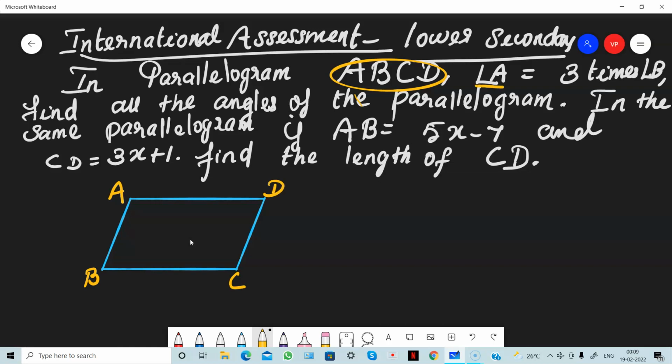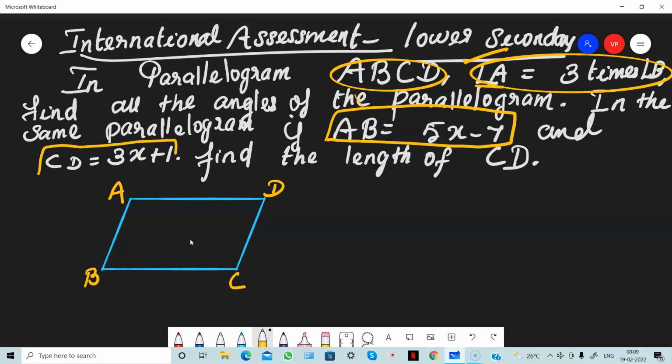See, this means angle A. Angle A is 3 times angle B. This is the first important point. Find all the angles of the parallelogram. This is the only clue. In this same parallelogram, if AB equals 5x minus 7 and CD equals 3x plus 1, find the length of the sides.